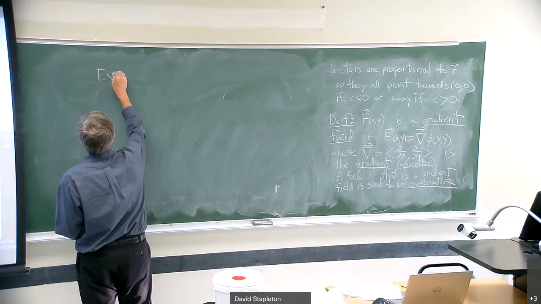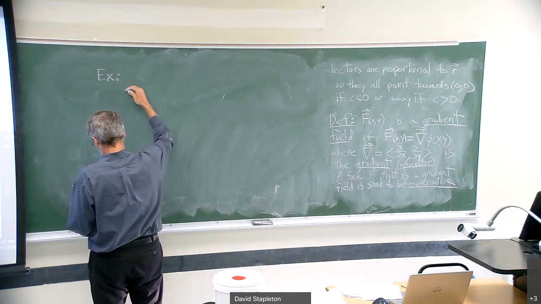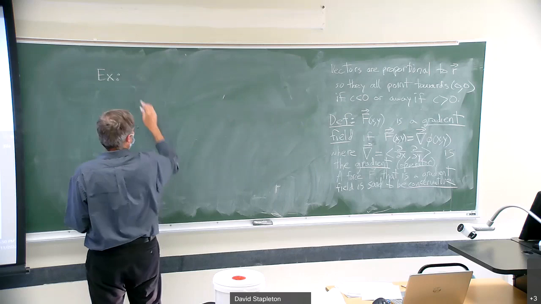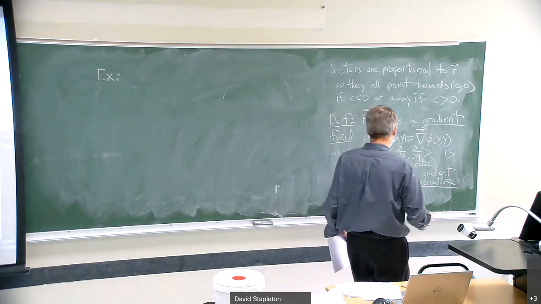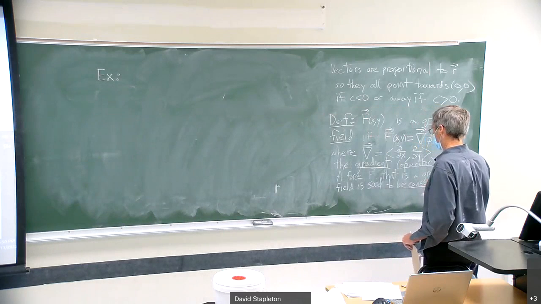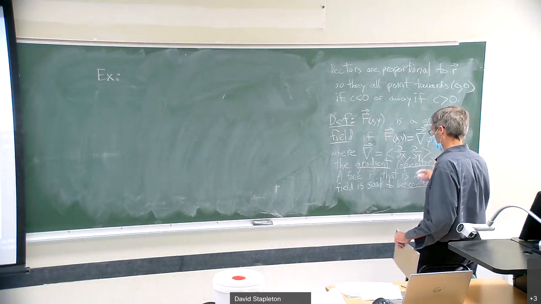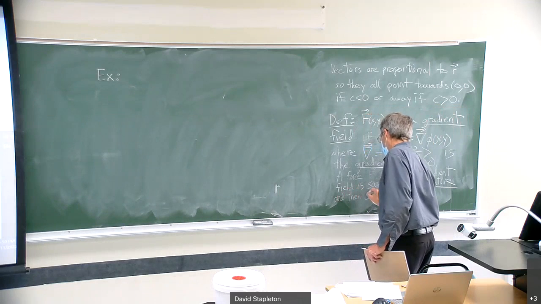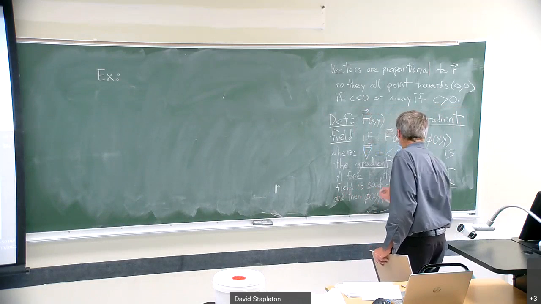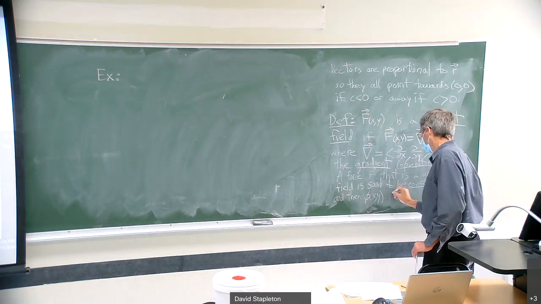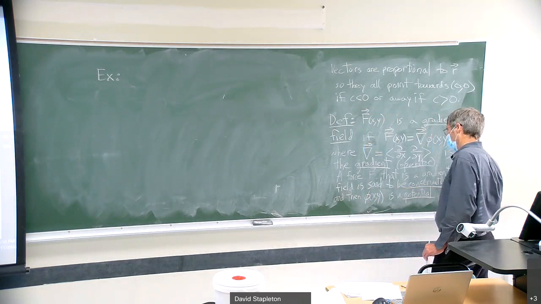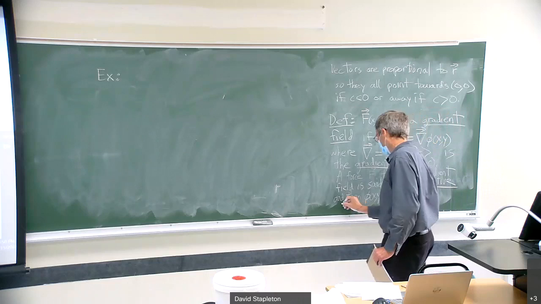All right, so here's this one. Oh, and in this case, phi is called the potential for F. Phi such that F is the gradient. It's a potential for F.